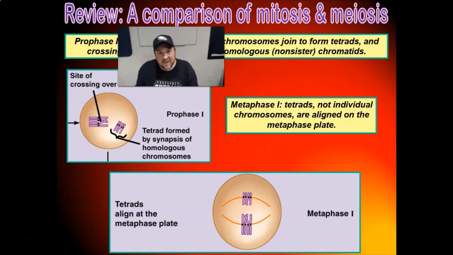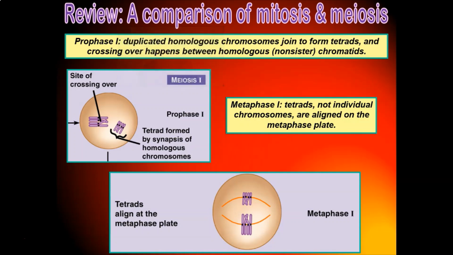That's a huge amount of diversity, right? Because you're mixing up the way that you're setting up all your different sex cells. That's not even mentioning crossing over, by the way. That's just how you set them up. That's crazy. Okay, so metaphase 1, very, very important.